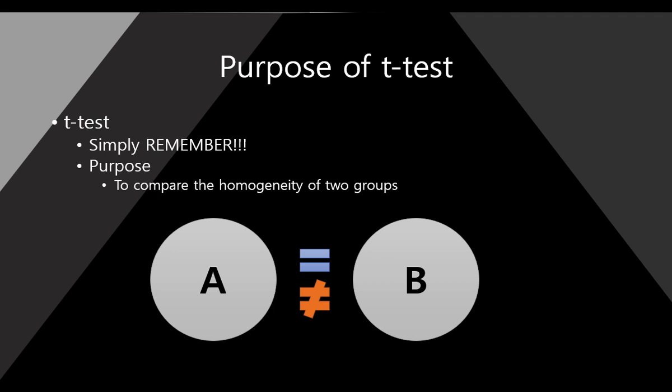The purpose of a t-test is to compare the homogeneity of two groups. Please simply remember this purpose of a t-test. It is very important. Of course, after mastering the whole t-test, you may know there are very different and various types of t-test. However, at this stage, it is very good to remember the purpose of t-test is to compare the homogeneity of two groups. It means that we just want to know whether two groups are the same or not.